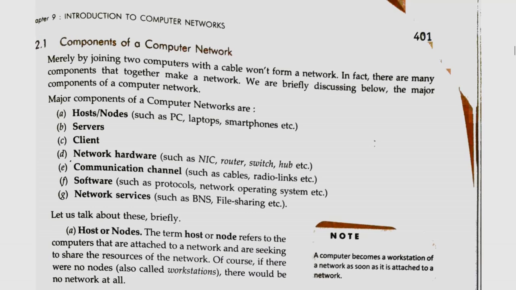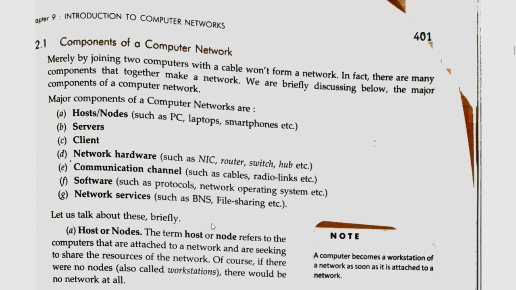As in the previous video tutorials, we have already discussed what is meant by a computer network and how it affects the exchange of information between two or multiple systems. Also, we have discussed the major components of computer networks: the hosts or nodes, the servers, the client, and the network hardware. Among the network hardware, we discussed the NIC, the router, the switch, and the hub. Today we'll be discussing the communication channel, the software, and the networking services.